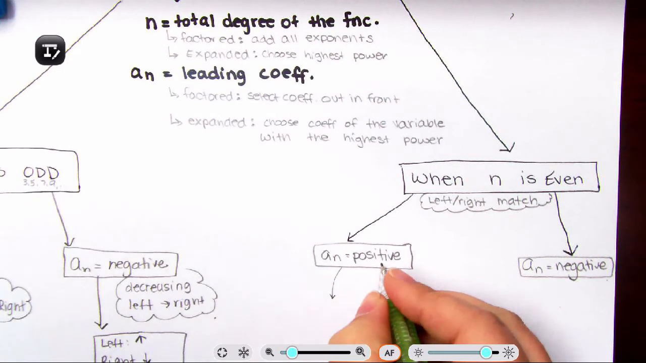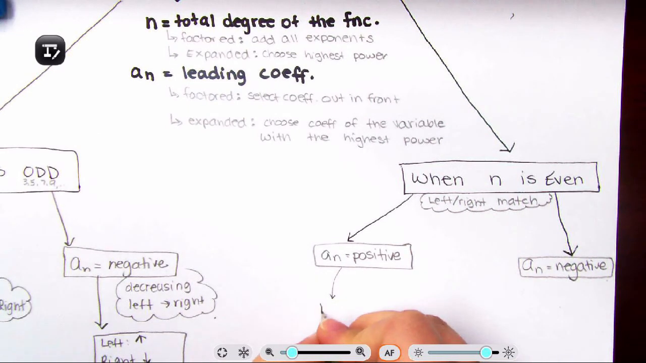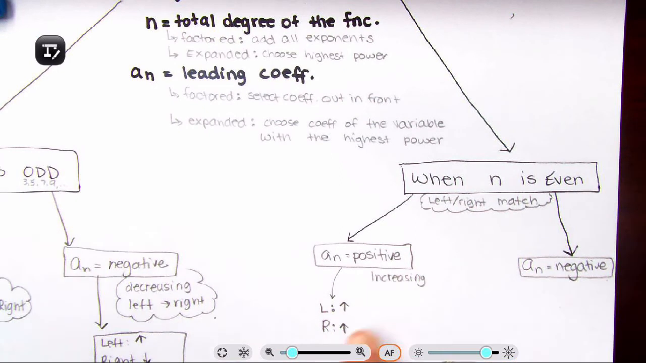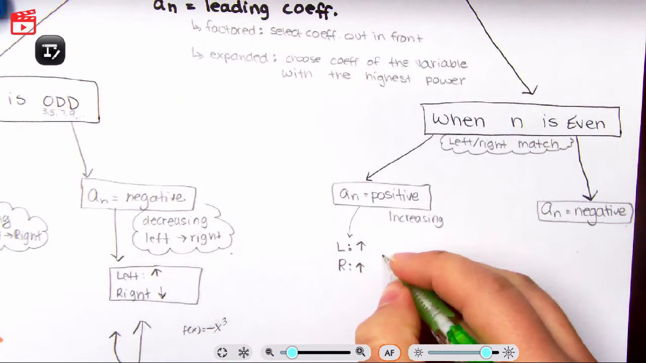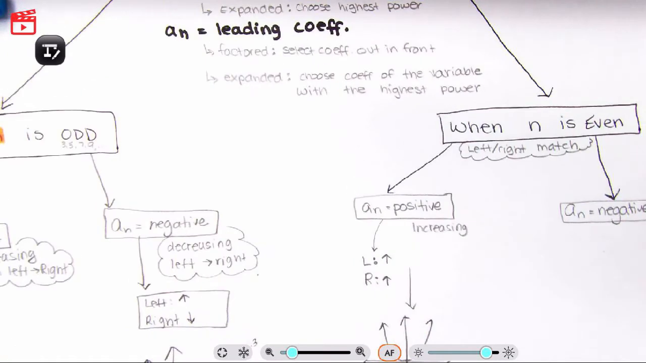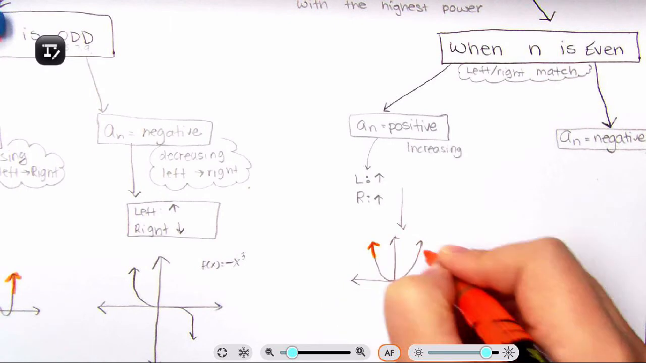So if it's positive, you have an increasing function. Same thing, increasing. However, because they match, your left hand side and your right hand side are both going to do the same thing. Increasing function. That means we are going up. So an example of that would be a quadratic function with an exponent of 2. And we would have something that looks like this. So our left hand and our right hand are both going upwards.